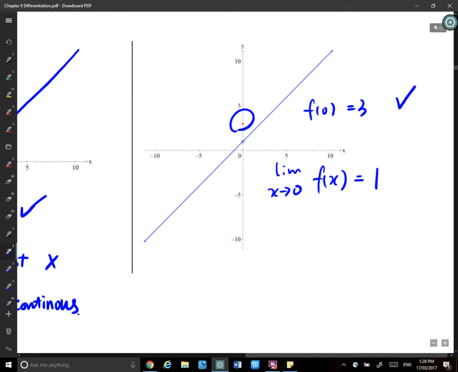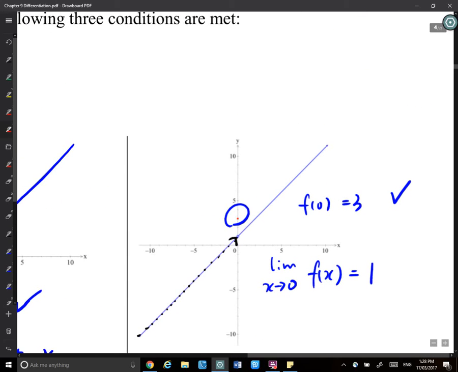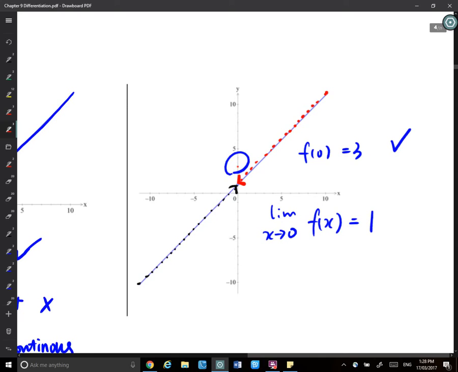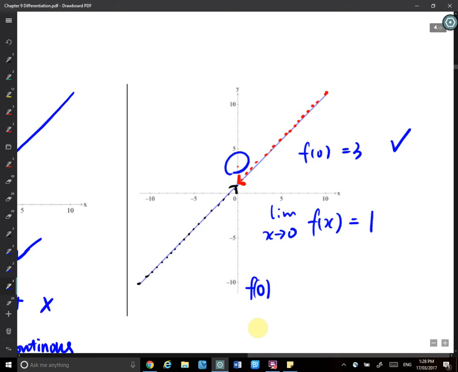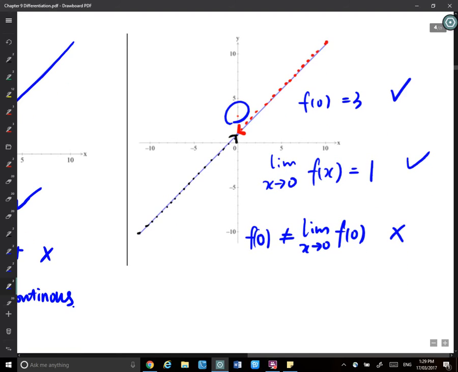Because from the left, you go along this graph towards this point. From the right, you go from this point towards this point. So it's 1, it's not 3. You're not approaching 3. The limit is actually approaching 1. The closer you get to 0, the closer the y value gets to 1. Therefore f(0) is not equal to the limit as x approaches 0 of f(x). So it failed this one, and at x equals 0, it's not continuous.